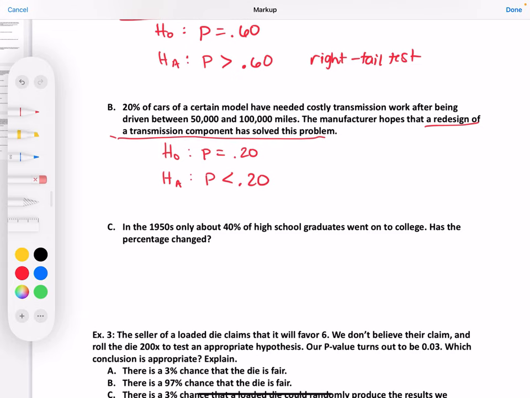And then in the 1950s, only about 40% of high school graduates went on to college. Has the percentage changed? So the null would be what? And then the alternate? Not equal to. So it could have gone higher or lower. So this one was a left tail test. I forgot to write it. And this one is a two tail test.